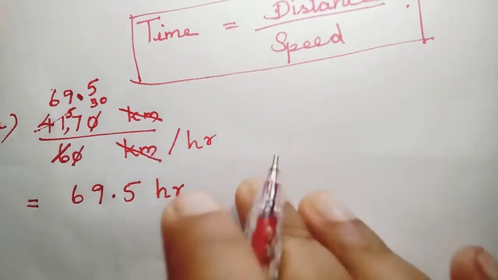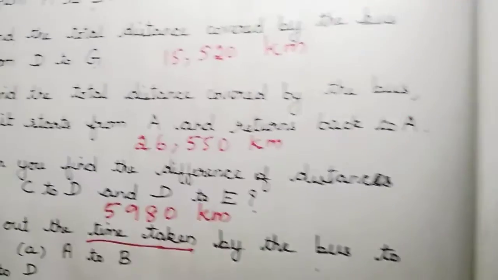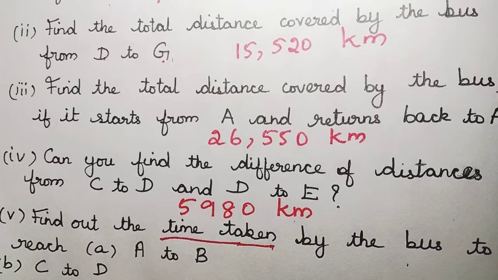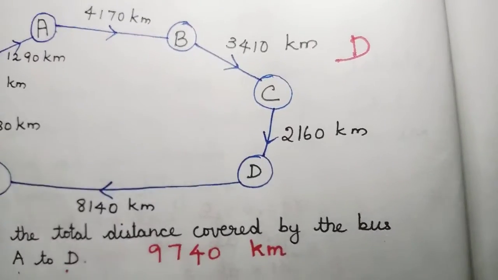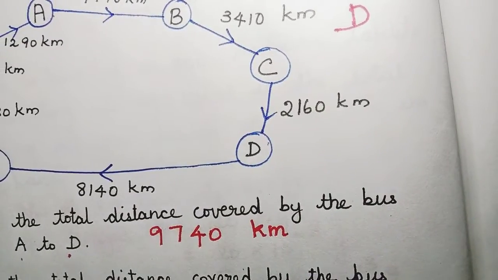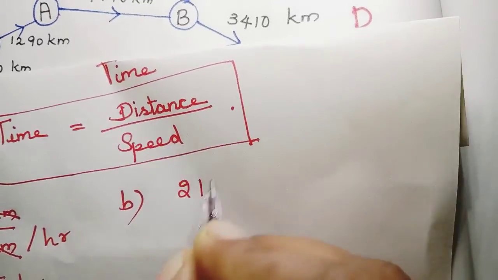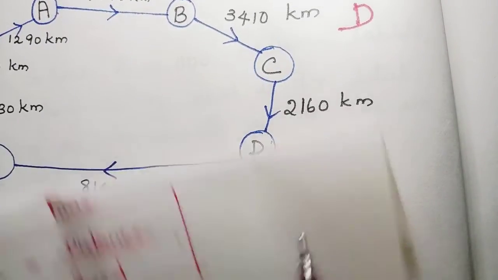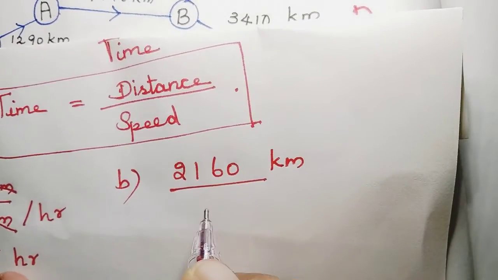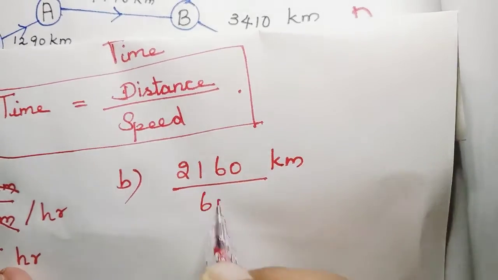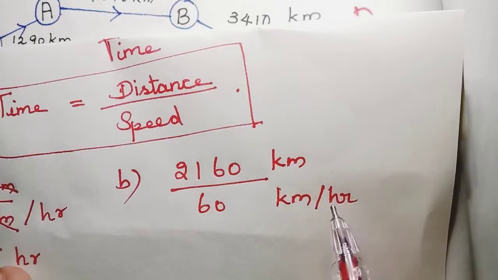Okay, we will see the next question, B. So what is the question? You have to find out the time taken to travel from C to D. What is the distance between C and D? It is 2160 kilometers, divided by speed. The speed is the same, 60 kilometers per hour. You should know how to cancel a unit also.